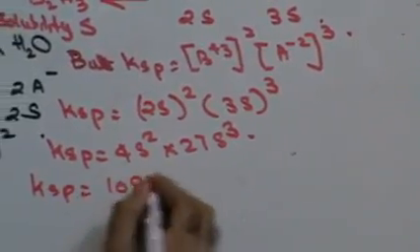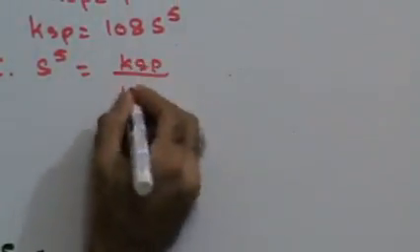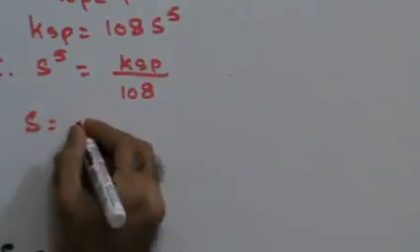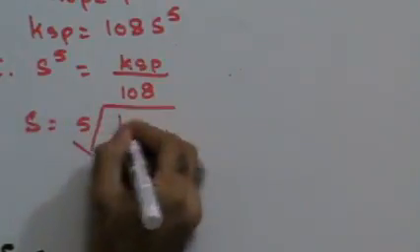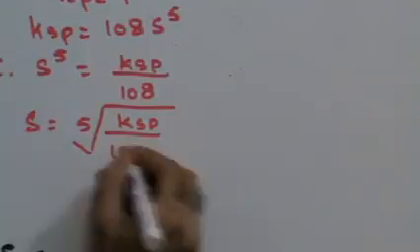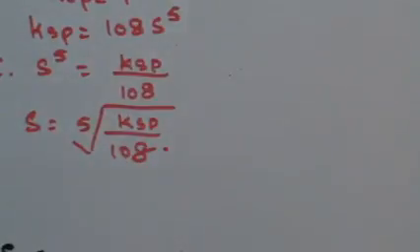Therefore S5 is KSP upon 108. Therefore, S is the fifth root of KSP upon 108. Now, I'm very sure by now you should be able to get the solubility product of any type of salt. Next.